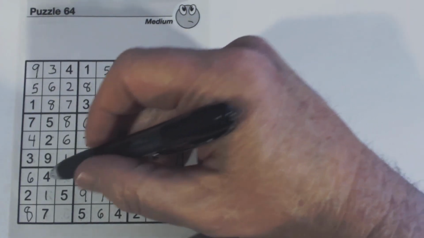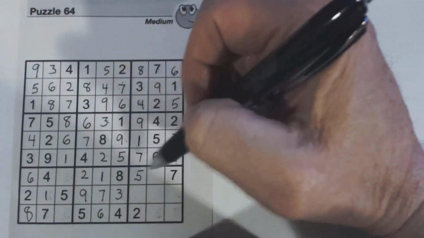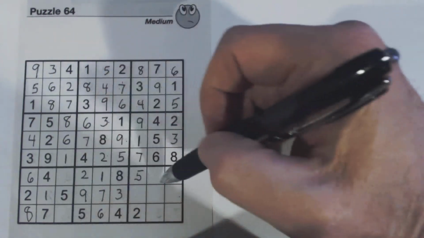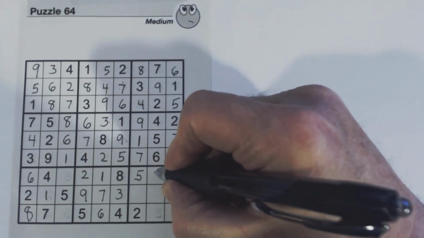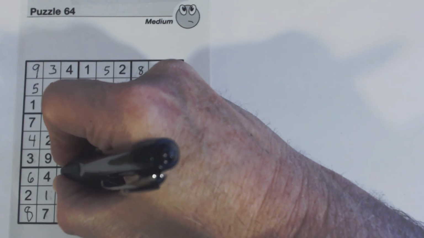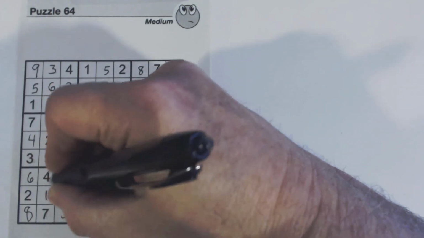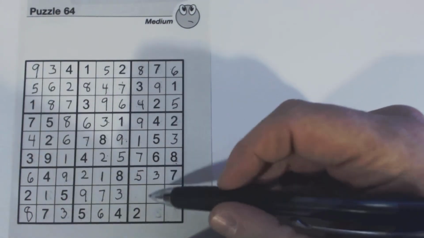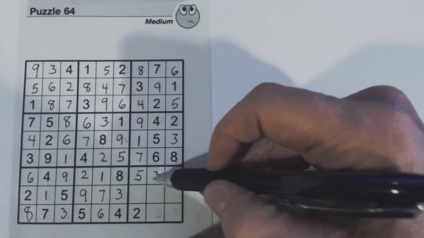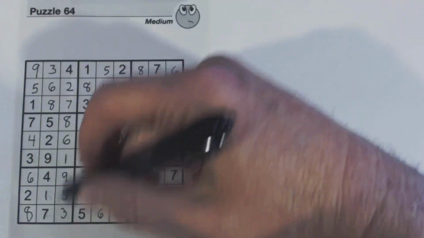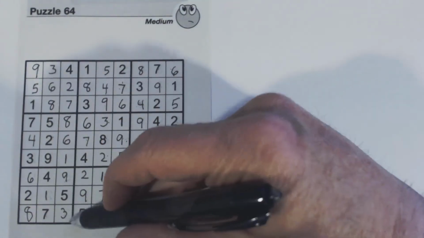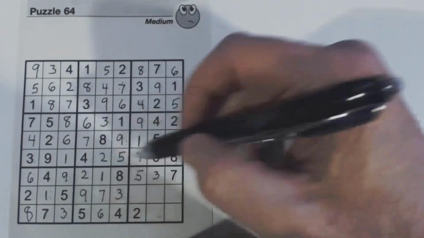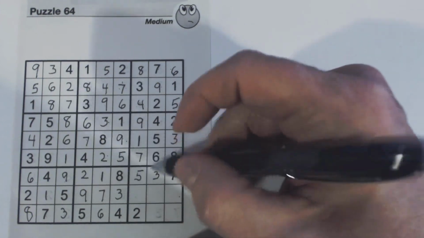1, 2, 3, 4, 5, 6, 7, 8, 9. So 3 and 9 are missing here, 3 and 9 here. There's a 9 right there. So 3, 9, 3. Anytime you have only two numbers in a row and in another column or an adjoining container, you have an identical twin situation. So sometimes that helps you find a number.